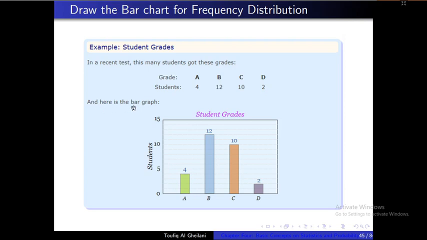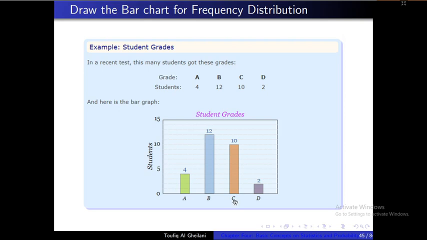Here is the bar graph. So we make in the horizontal the grades A, B, C, D. And here the vertical is number of students: 0, 5, 10, 15. So the grade A, how many people? 4. So I make a rectangular bar up to before 5. And grade B 12. So make here 10, 11, 12, and like this.